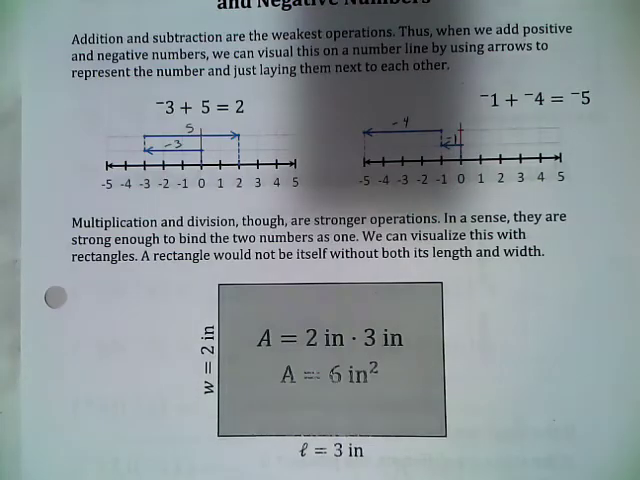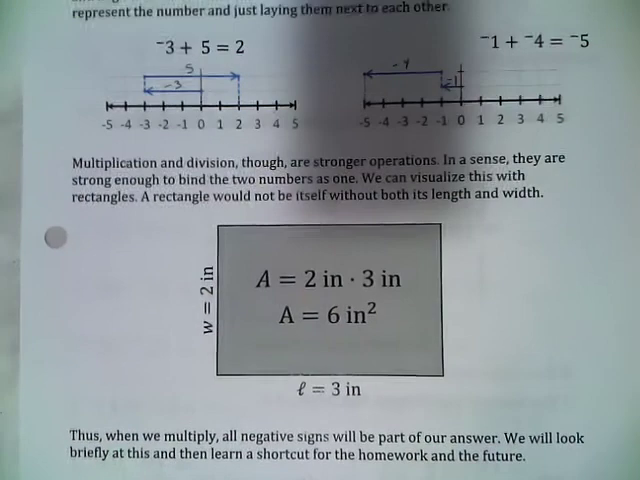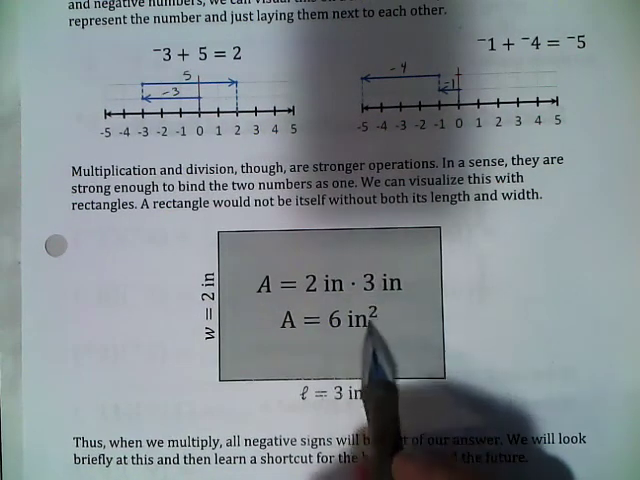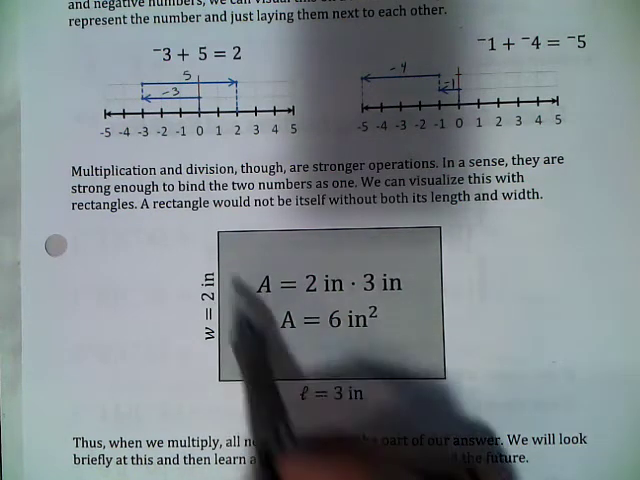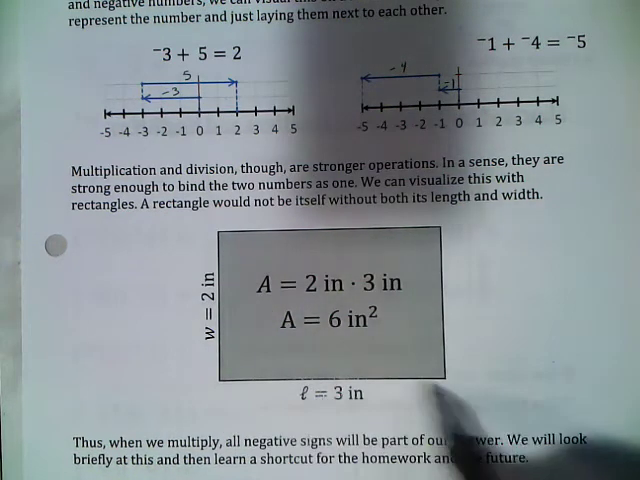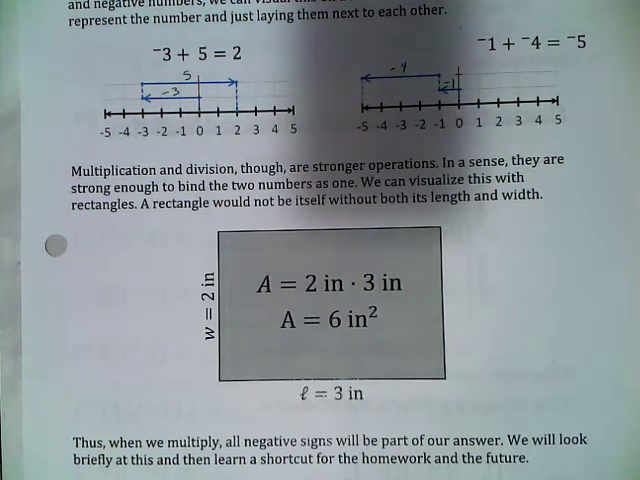Multiplication and division, though, are stronger operations. In a sense, they're strong enough to bind the two numbers as one. We can visualize this with a rectangle. A rectangle has a length and a width. But when we multiply them together, we find the area of the rectangle. So the length times the width binds those two numbers together as one rectangle.